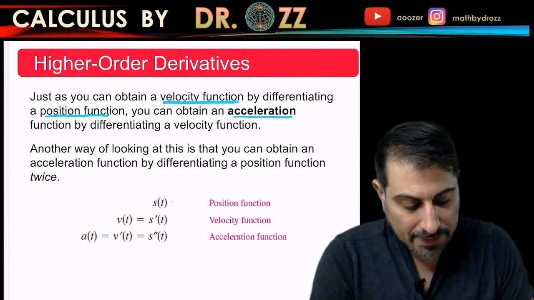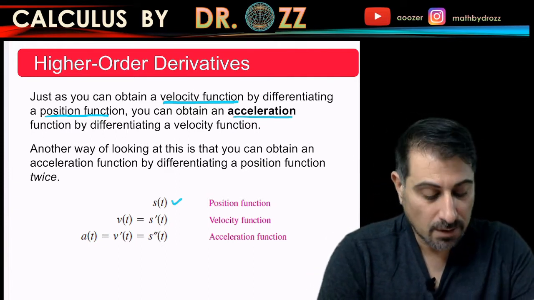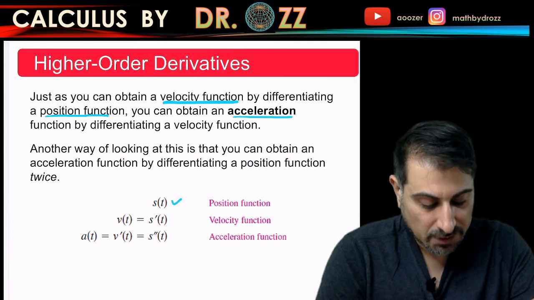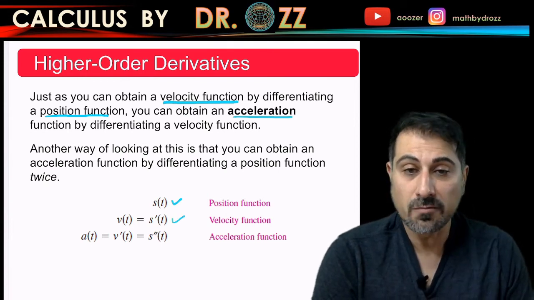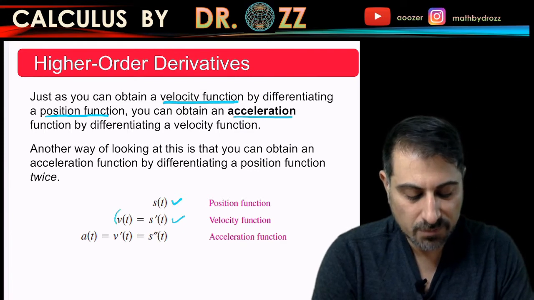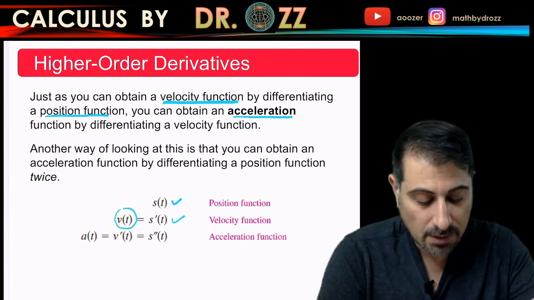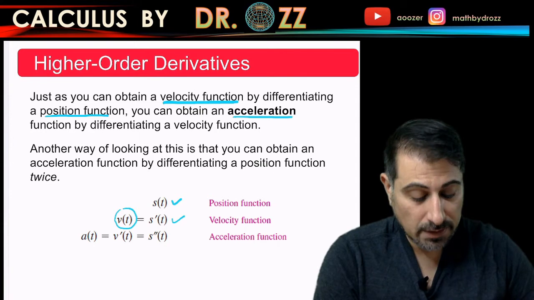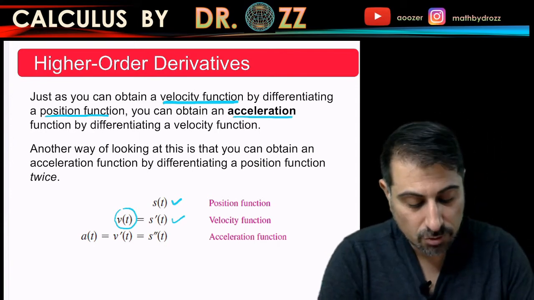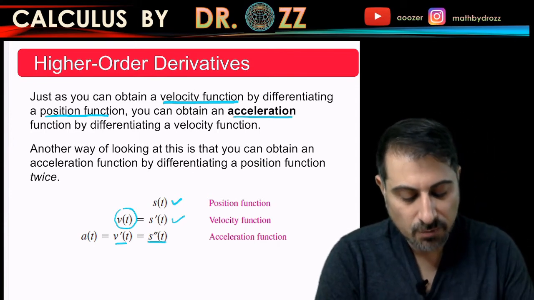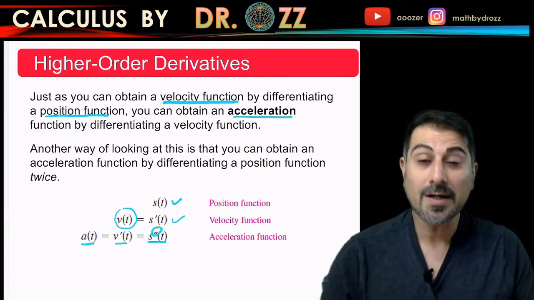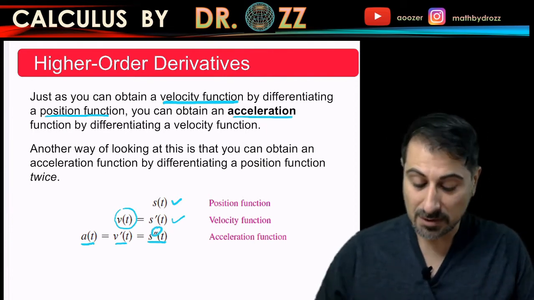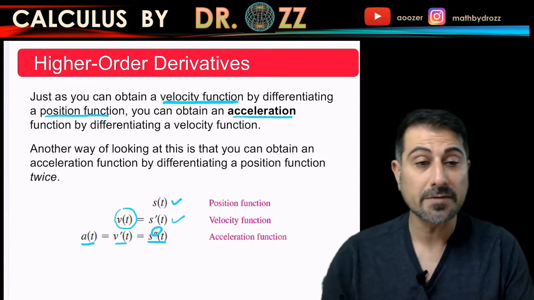So calling s of t the position of a moving object, the first derivative, which we denote by s prime of t, is the velocity function, so we're going to use v of t to denote the velocity. And the derivative of the velocity, which is the second derivative of the position function, is what we call acceleration. We're going to use the double prime notation to represent the second order derivative.